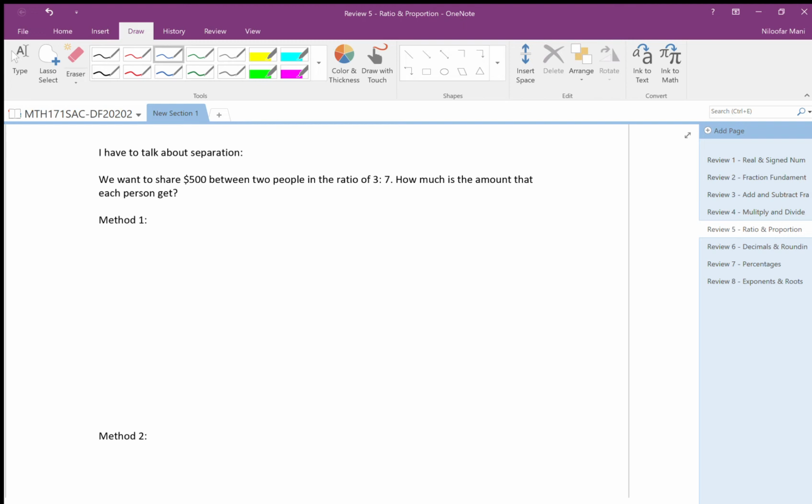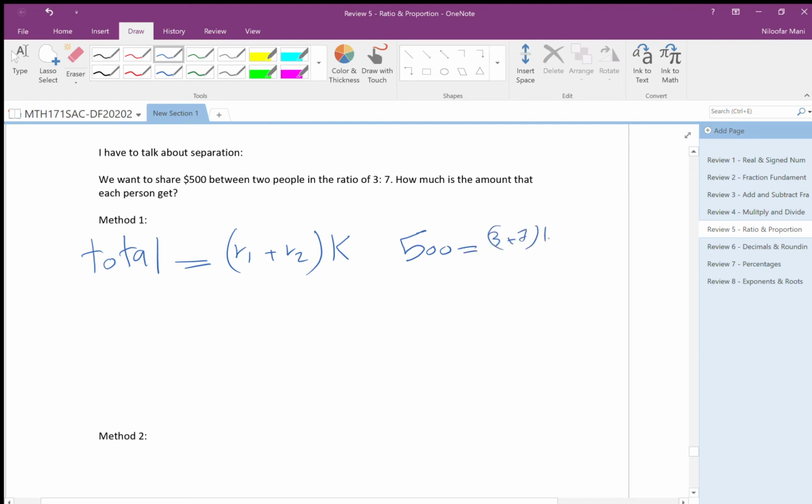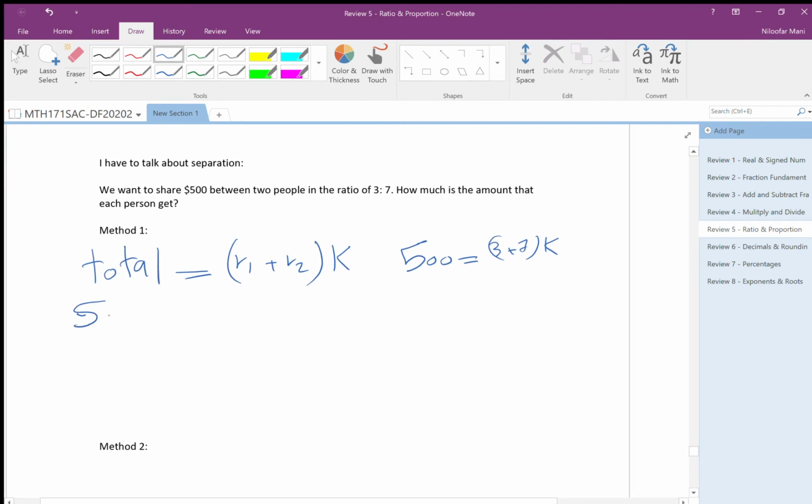Method number one: I have a total. I can write total equals ratio 1 plus ratio 2, times k. I can find k. K is a constant number in this situation. So here I can say $500 is 3 plus 7 times K, which is $500 equals 10K. And K is 50.